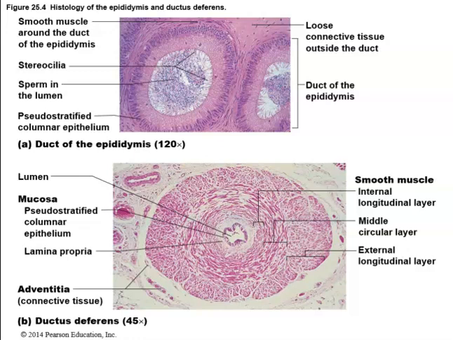Just another histo slide of the parts of the male reproductive system. So we have the duct of the epididymis, again, the epididymis being where sperm is stored and matured. And then the tail of the epididymis is continuous with the ductus deferens or vas deferens. The epithelium of the vas deferens is important, and so is the epithelium of the epididymis. So we have a pseudostratified columnar epithelium.